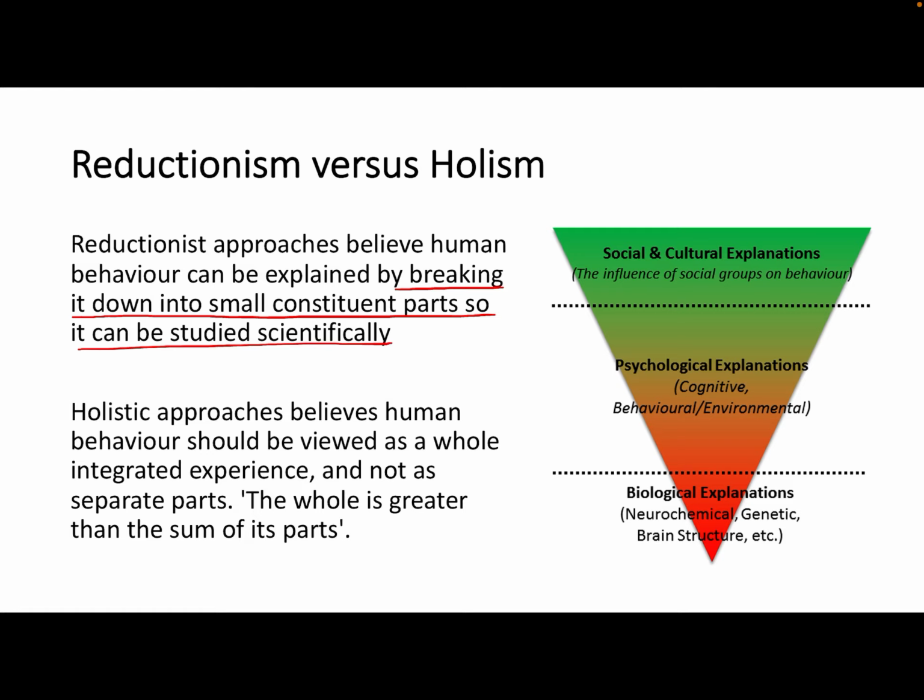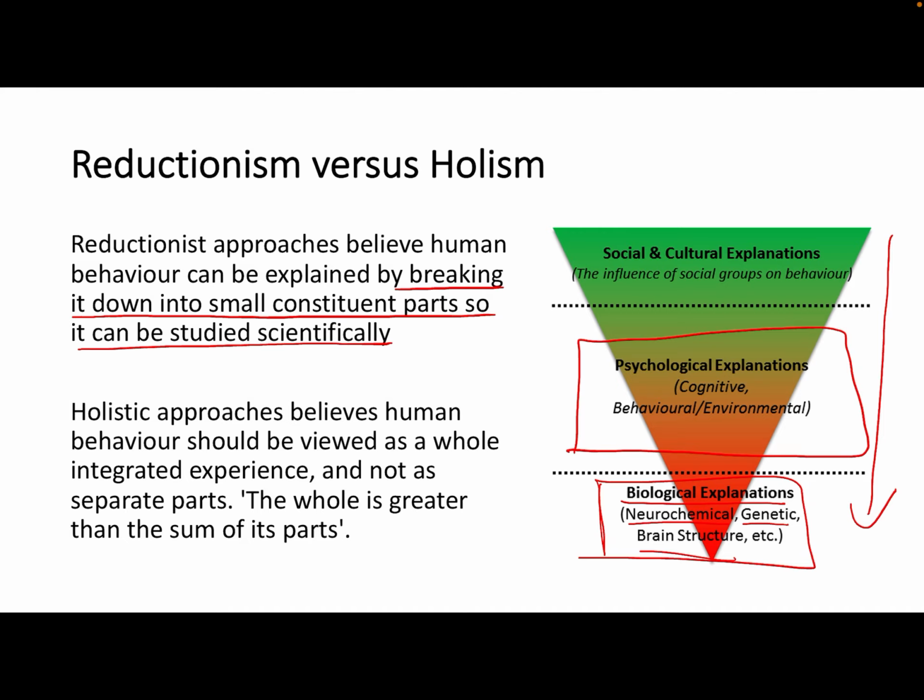And so the different levels of explanation: the biological level of explanation. This is where we look at neurotransmitters, hormones, genetics, brain structures and functions, etc. So that's a very, very simple explanation of behavior, a very small element to be investigating. Then as we move up, we start to get a little bit broader. Here we're looking at psychological explanations for behavior, so cognitive explanations and environmental explanations. And then as we move even broader still, to more holistic explanations, we start looking at social and cultural explanations for behavior.